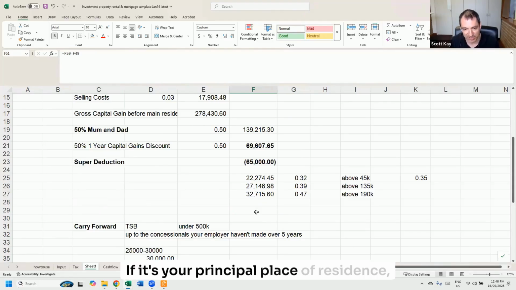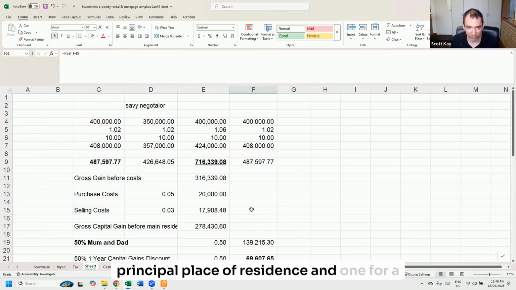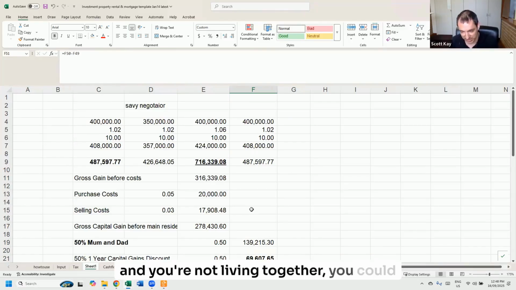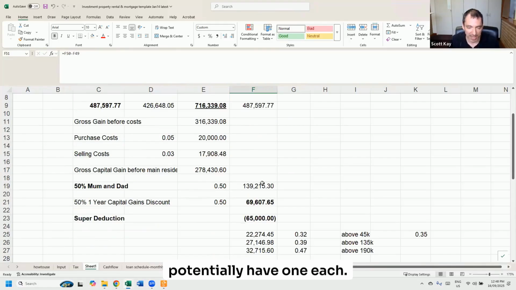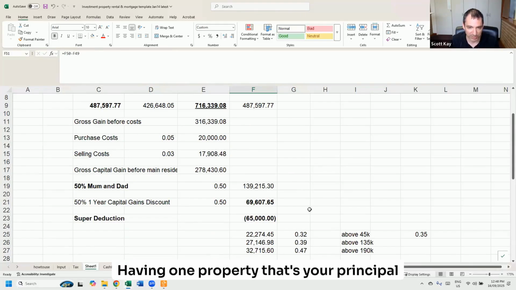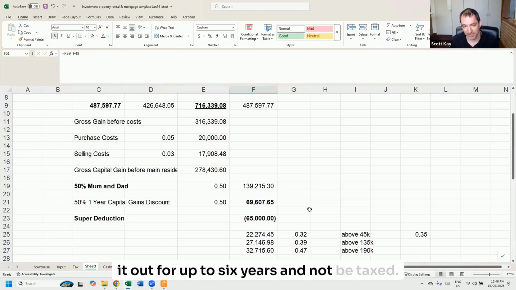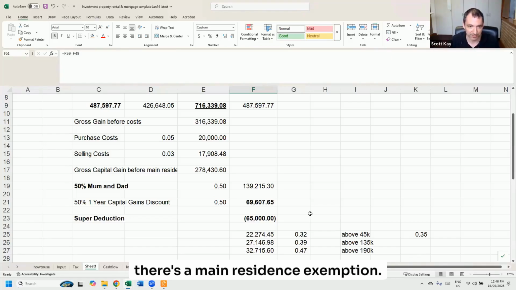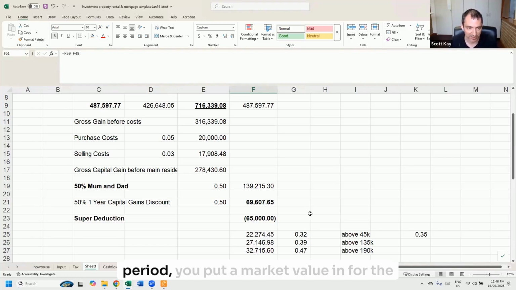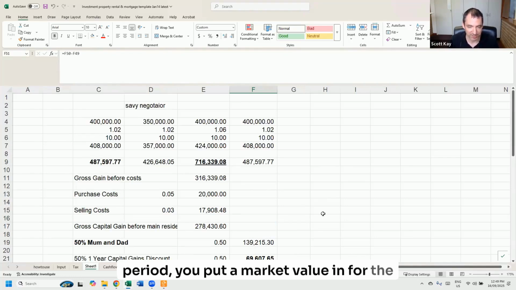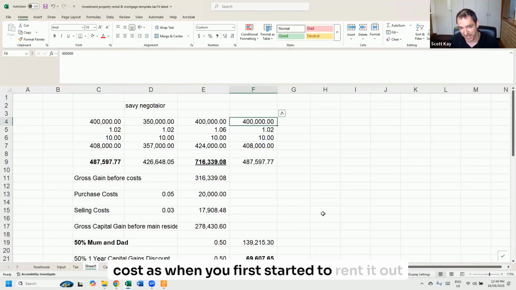If it's your principal place of residence, you can have one principal place of residence, and one for a couple. But if you're single and not living together, you could potentially have one each. If you have one property that's your principal place of residence, you can move out and rent it out for up to 6 years and not pay capital gains tax at all because of the main residence exemption. Or if you move out beyond the 6-year period, you put a market value in for the cost as of when you first started to rent it out, and apportion the days, reduce the days and so on.